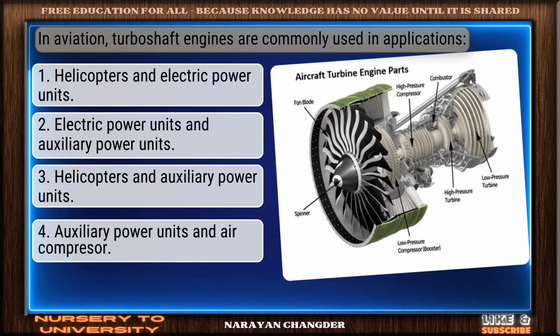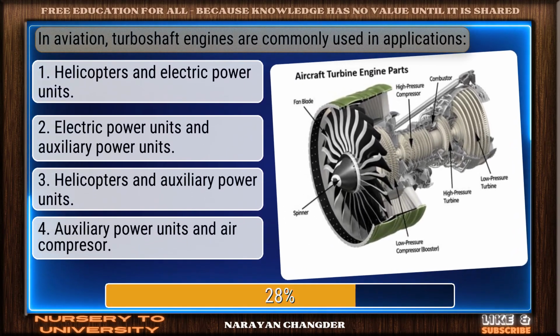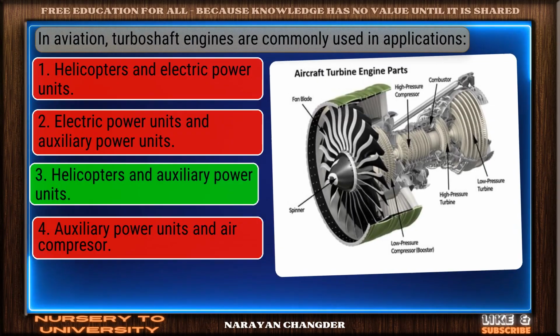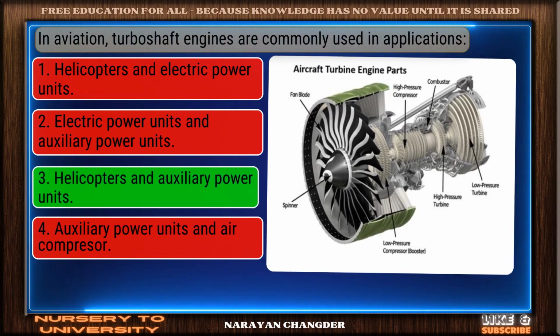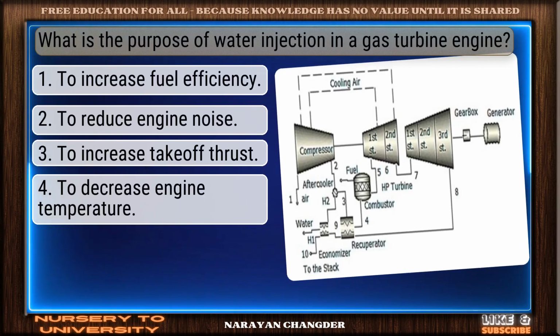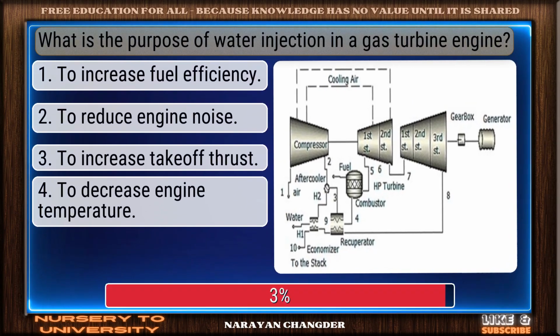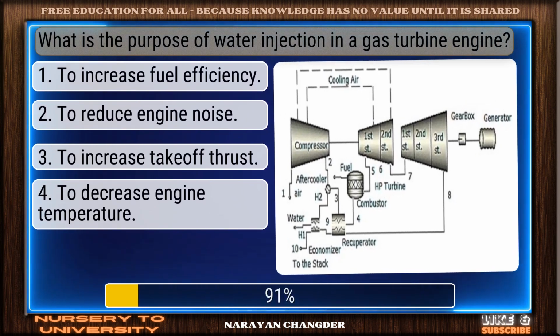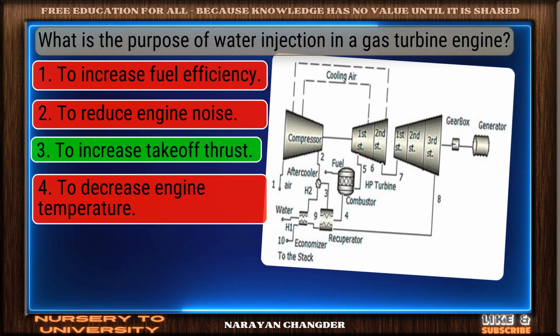In aviation, turboshaft engines are commonly used in applications. Correct. Helicopters and auxiliary power units is the right answer. What is the purpose of water injection in a gas turbine engine? Right again. To increase takeoff thrust is a valid answer.